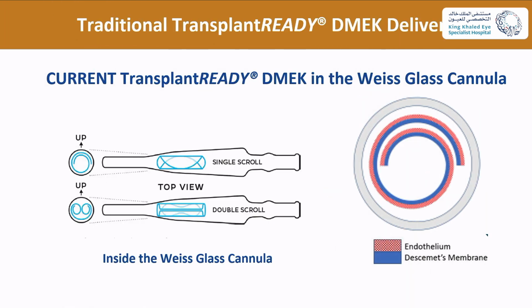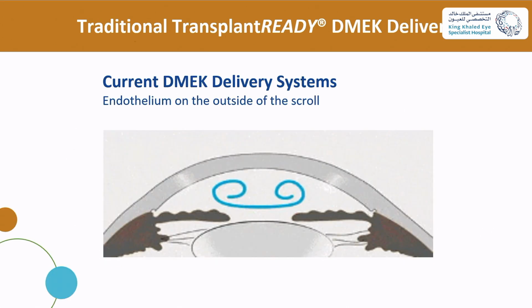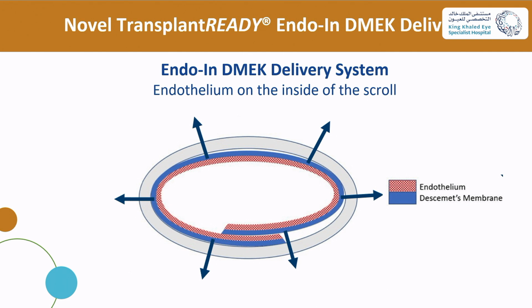So this is the traditional DMEK, which comes preloaded. The endothelium is outside, so it may or may not be touching the wall of the glass. If you are lucky, you will get a double scroll. If you are unlucky, you'll get a single scroll. And then when you go inside the eye, the typical DMEK dance can take 5 to 15 minutes, depending upon how tight the tissue is.